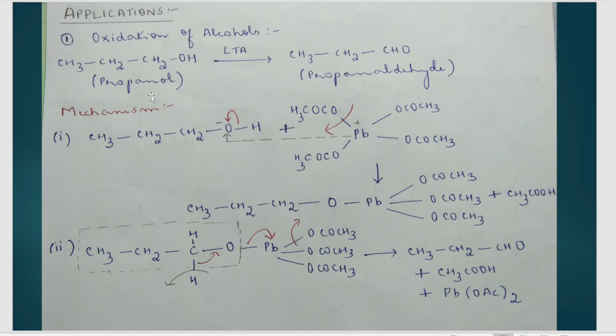So I'm taking propanol, and alcohol on oxidation yields aldehyde. So propanol on oxidation with oxidizing agent LTA, that is lead tetraacetate, gives you propanaldehyde. So in organic chemistry, what is very important is the mechanism of the reaction. So let's understand how this reaction proceeds. I've explained the mechanism in two steps.